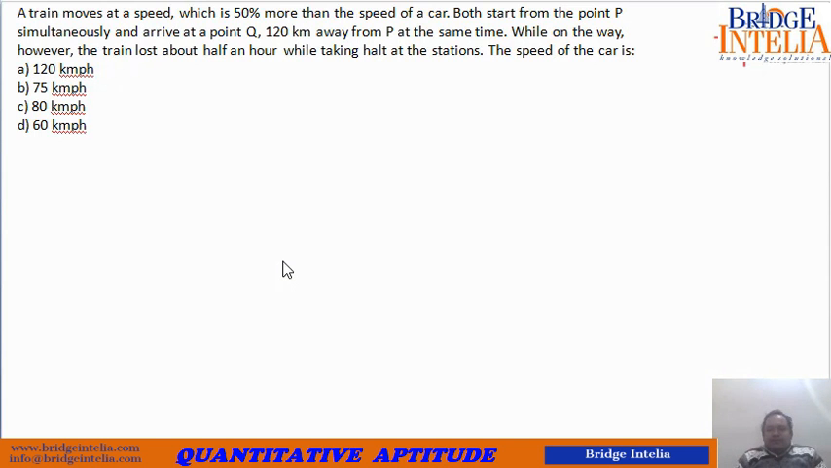So now let's see. A train moves at a speed which is 50% more than the speed of the car. So two entities, train and a car, both are moving from P to Q. So there is a point P and there is a point Q. So they are 120 kilometers away. So this distance is 120 kilometers. This is already known.